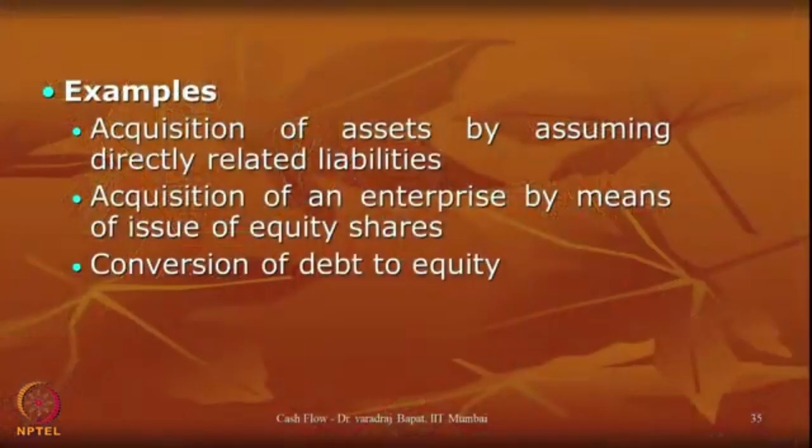Suppose you purchase new assets. Normally we purchase a fixed asset and pay for it. So it will come as an investing outflow. But suppose new assets are purchased, but we don't pay cash. Instead of paying cash, we are assuming liability against the asset. So we are taking over the asset and also taking over liability in exchange. So no cash payment or receipt is involved, so it will not be shown in the cash flow.